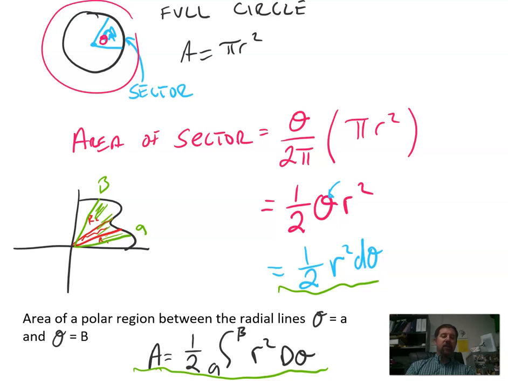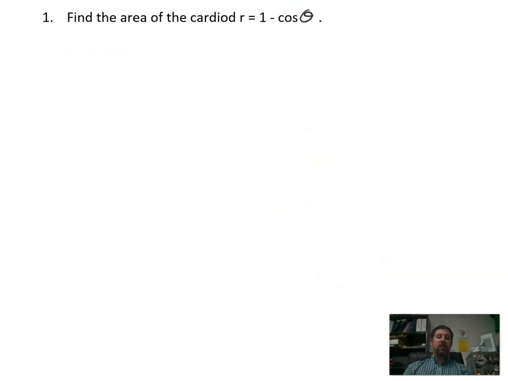But we are now going to have to use this formula to find the area of a polar curve. All right, so here we go. We want to find the area of the cardioid r equals 1 minus cosine theta. So again, if I'm going to do this problem, I think it would help to graph it, and I don't have a graph.